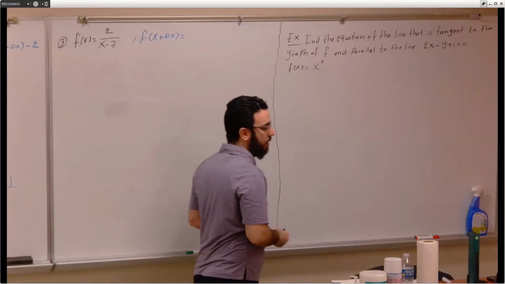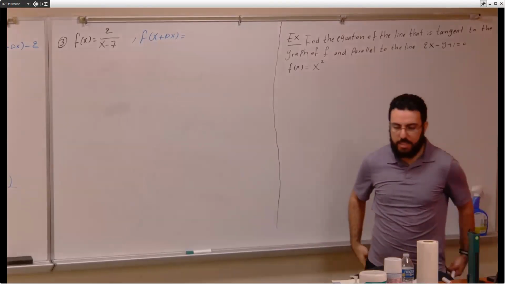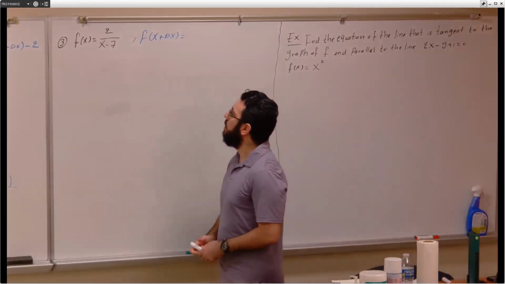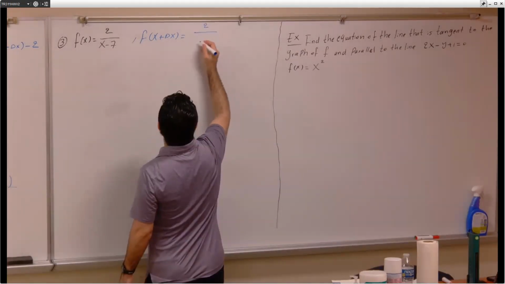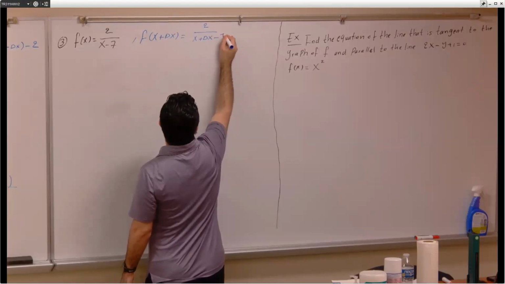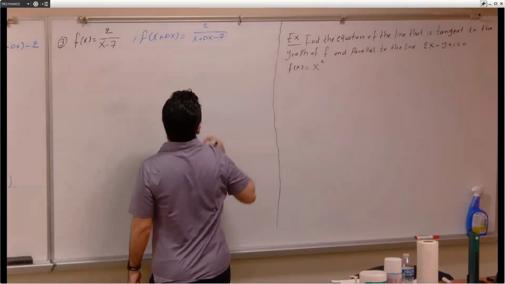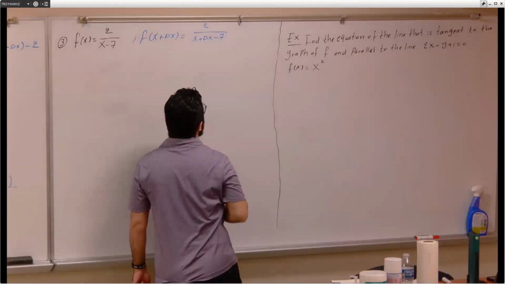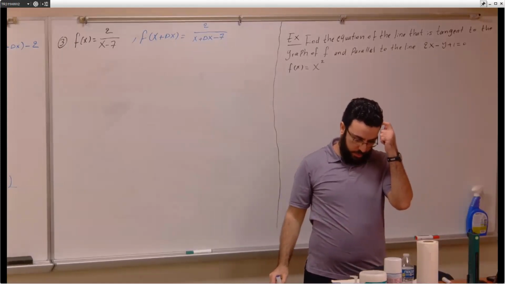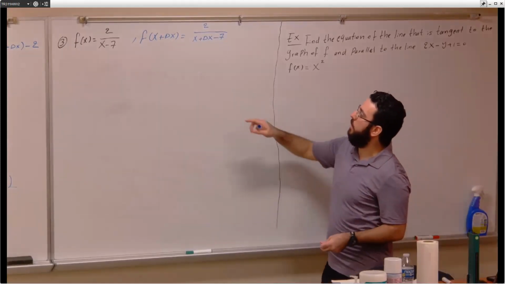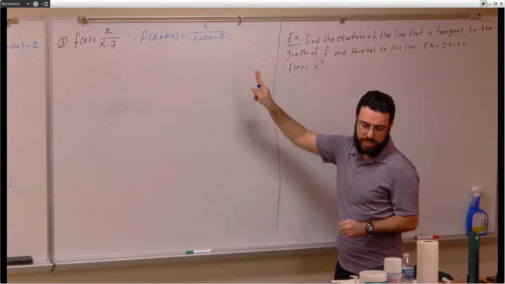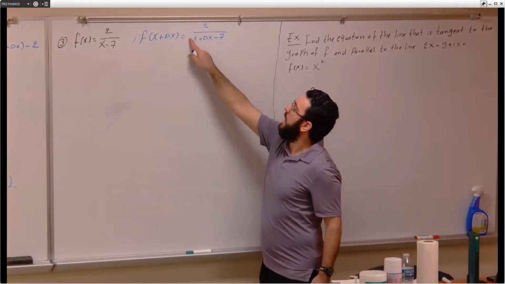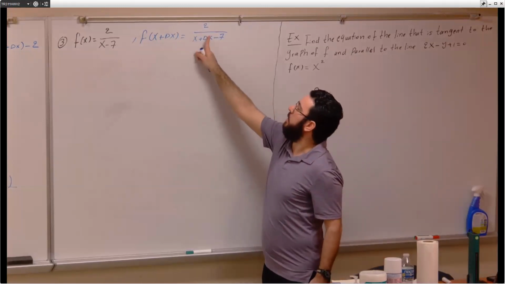Again, you're just going to plug in x plus delta x instead of each x. So it's going to be 2 over x plus delta x minus 7. That's it. Plug in x plus delta x in each. You can put parentheses. Then the next step, without parentheses, is going to be the same thing, because you can't combine like terms and there is no sign here to distribute it. So just keep it like this.